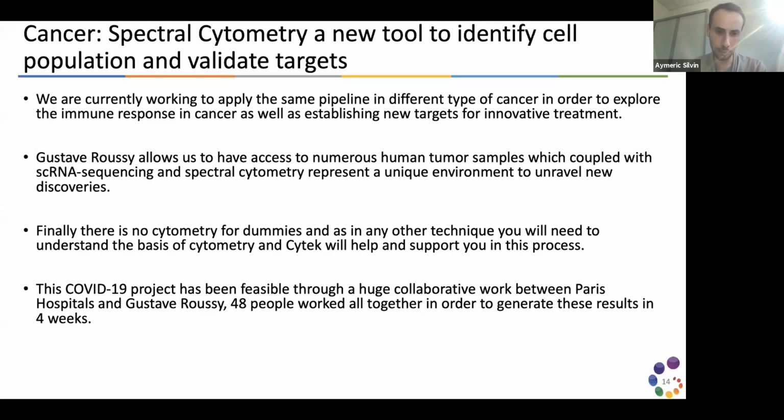We were 48 people who worked all together during 4 weeks, because we had only 4 weeks to generate the experiment: we received the first sample on the 6th of April, and the first draft of the paper was submitted on the 8th of May. And then the lockdown was not there anymore, so Gustave Roussy went back to cancer research. So it was a great opportunity and a very stimulating experience.